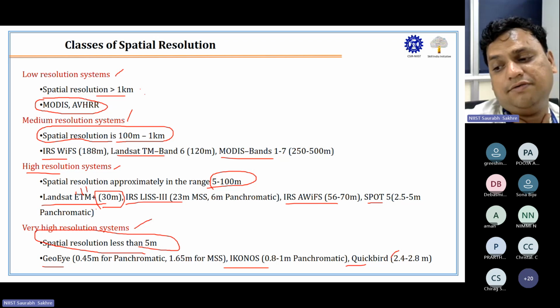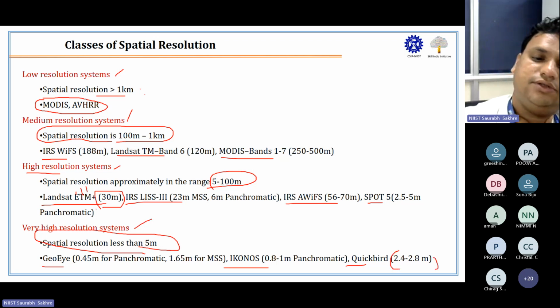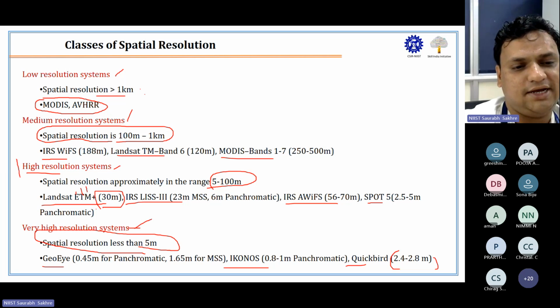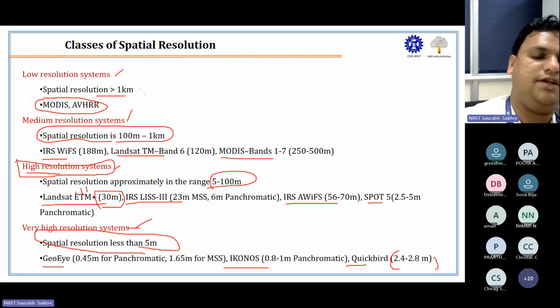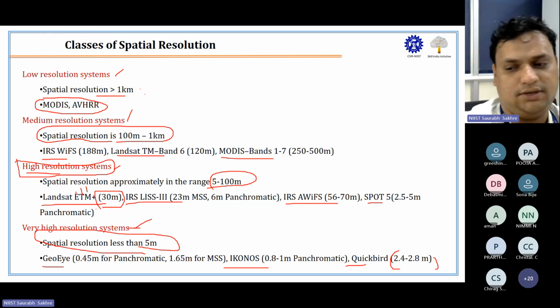However, we don't always require a very high resolution system. That is required for very specific intent, especially where there is some dispute or some defense related application. In most cases, 90% of the cases, a high resolution system is enough. Very high resolution, we only go when there is certain conflict or some precise estimation of some important entities is required.